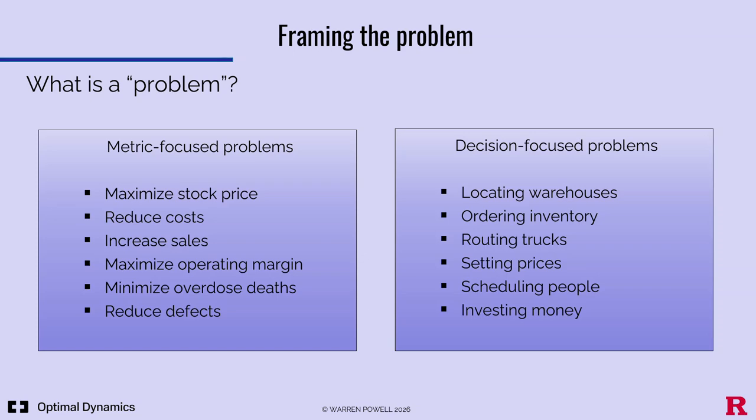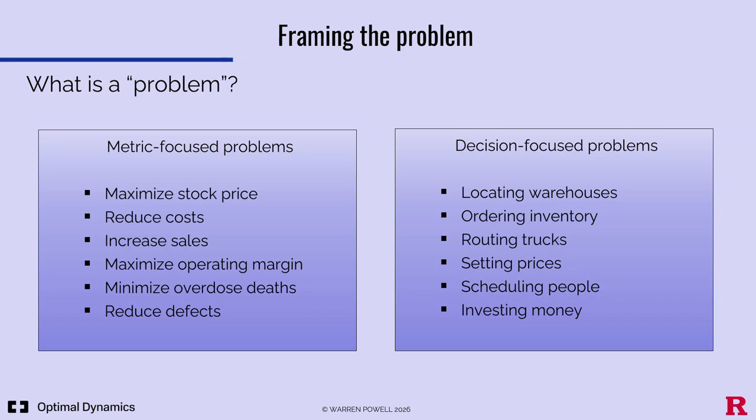Now, when you're solving a problem, I have found that problems tend to come in two flavors. One is metric-focused problems, where my problem is to maximize the stock price or reduce costs. Maybe I want to minimize overdose deaths or reduce production defects. And then I have the problems where I know the decision. I want to locate a warehouse, order inventory, or route trucks. With the metric-focused problems, I have to go figure out what the decisions are. With decision-focused problems, I have to then design the metrics. And these two end up intermingling. But it's important to realize that both of these are very important and they arise a lot.